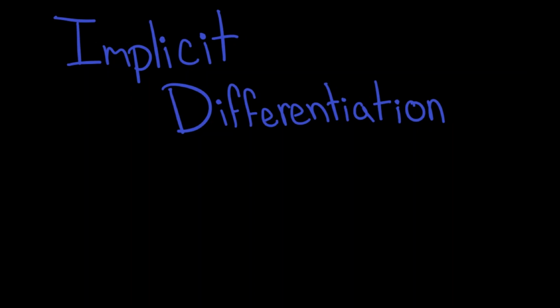Implicit differentiation. Specifically, we'll be taking a look at how to find the horizontal and vertical tangent points. So now we'll take a look at an example. We're given a function, x times y squared plus y cubed equals 5, and we're told to find dy over dx as a function of x and y.